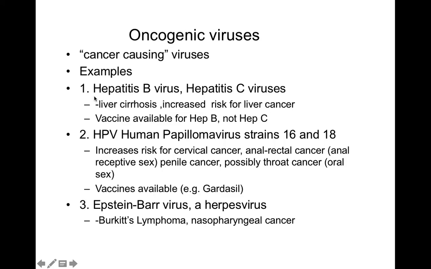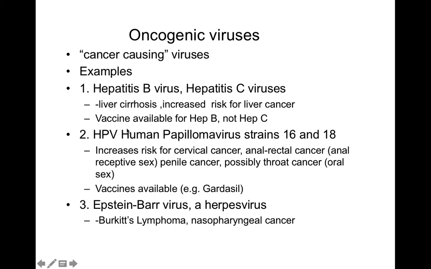So if we've been chronically infected with hepatitis B or hepatitis C, we can end up with a lot of fibrotic scar tissue that won't function as liver cells anymore. So we end up with liver cirrhosis, liver failure. And chronic infections with Hep B and Hep C also increase our risk for liver cancer, right? So this is bad news.